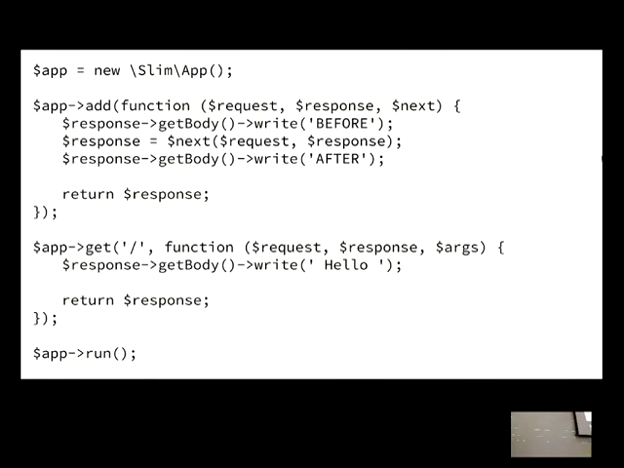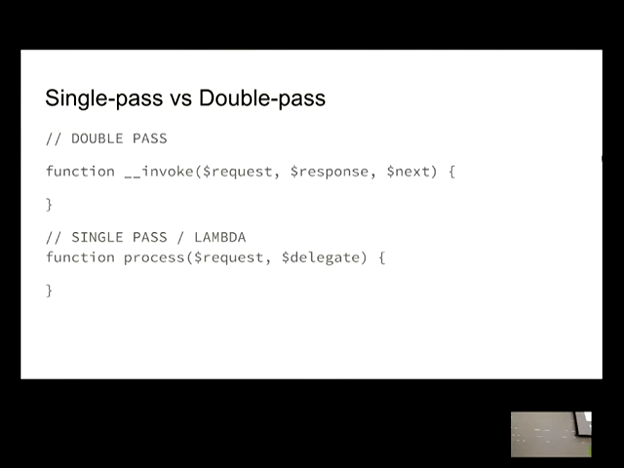So this first block here is where the middleware is being added. And then the second block is the actual action in the app. When you get there, it's getting the response and writing out hello into the response. But because of the middleware above, you can see that it's going to intercept and first write before, then process the next, which is the next middleware or the next thing in the stack. And then before you get the response back, it writes after. So again, this is another way of wrapping. And what you see here is a slightly different signature. This brings me to single pass versus double pass.